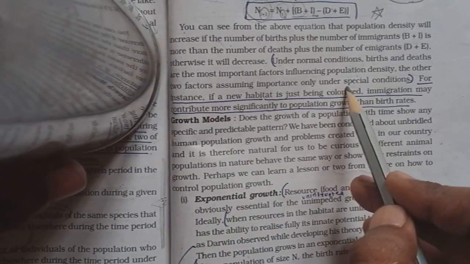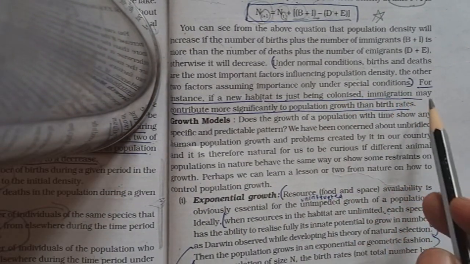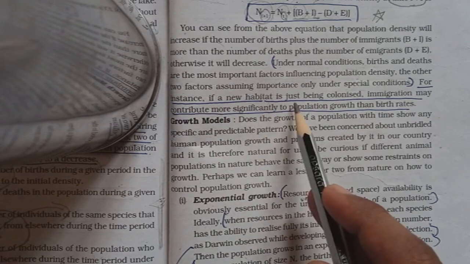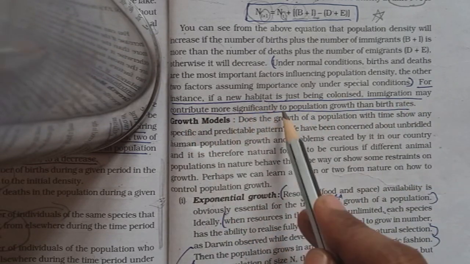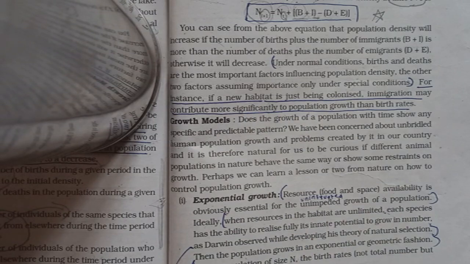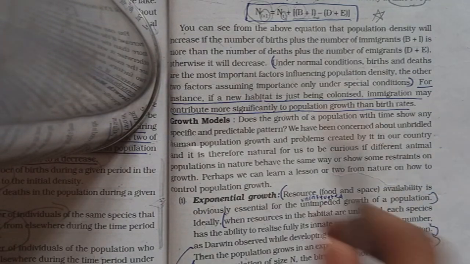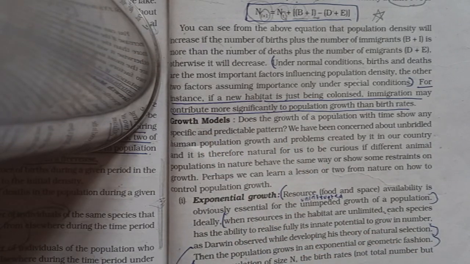The other two factors assume importance only under special conditions. For instance, if a new habitat is just being colonized, immigration may contribute more significantly to population than birth rate. So among them, whether natality is giving more or immigration is giving more, the competition will start. Next, growth models. What are growth models?